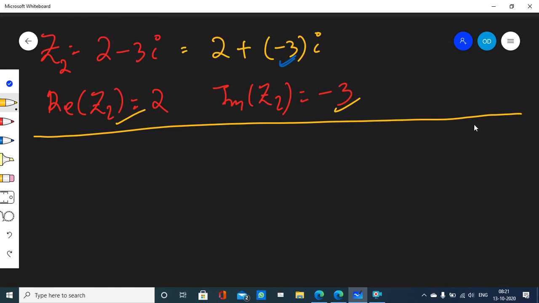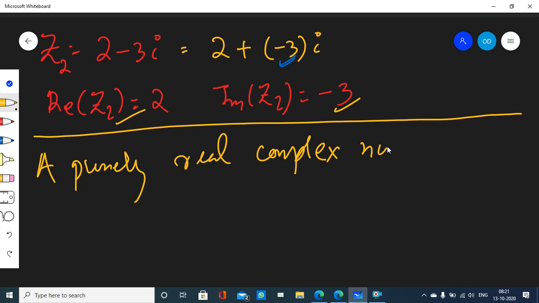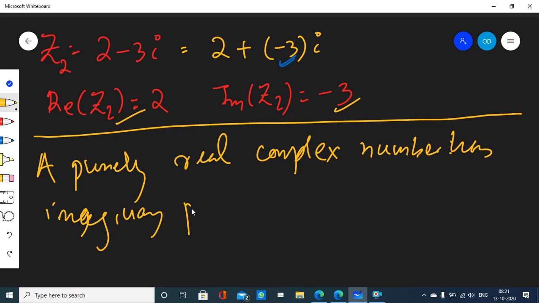That a purely real complex number has imaginary part equal to 0. एक प्योरली रियल कॉम्प्लेक्स नंबर का इमेजिनरी पार्ट 0 होता है.